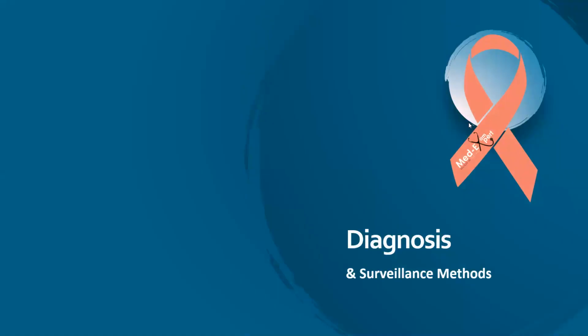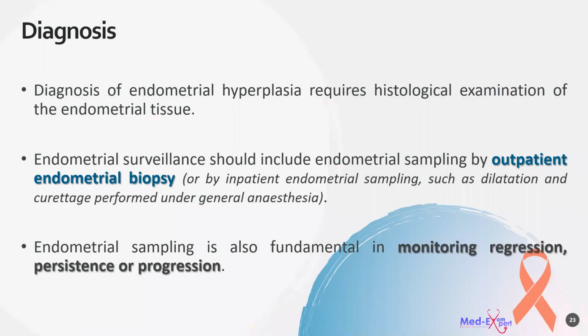So how to diagnose and follow up cases of endometrial hyperplasia patients? Of course, the main diagnostic modality and the cornerstone or the gold standard for diagnosing endometrial hyperplasia is the histological classification of the endometrial tissue. And this, of course, includes endometrial sampling either by outpatient endometrial biopsy, like doing the pipelle biopsy, or inpatient endometrial sampling by dilatation and curettage performed under general anesthesia.